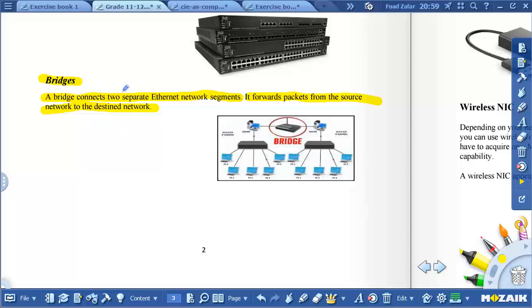The bridge connects two separate Ethernet network segments. It forwards the packet from one source network to a distinct network. So this is how a bridge works.